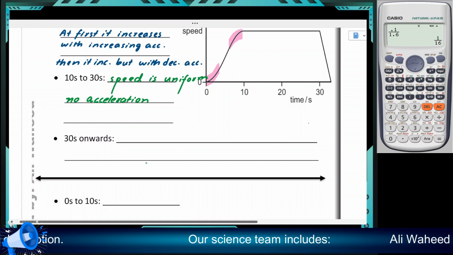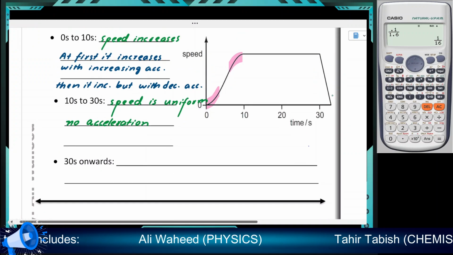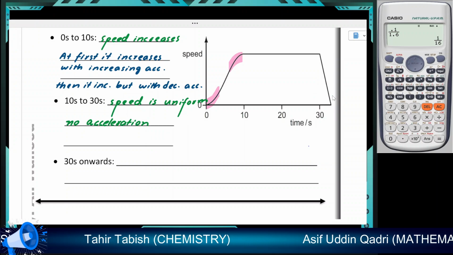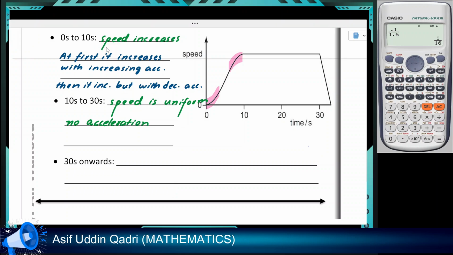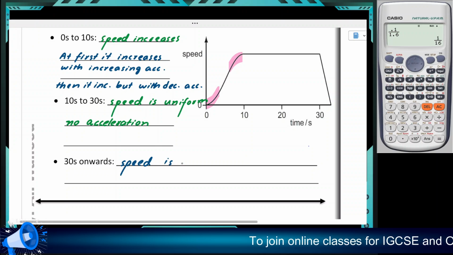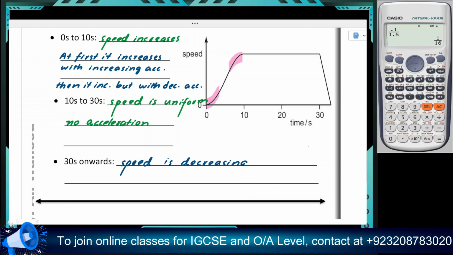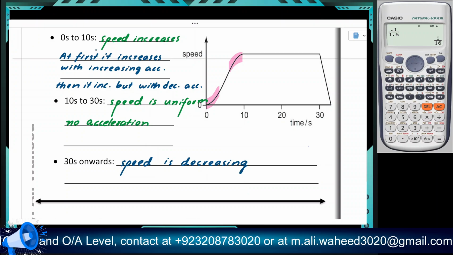And from 30 seconds onward, in the last part, is the speed increasing or decreasing? It's decreasing. Speed is decreasing after 30 seconds. Is it decreasing at a uniform rate or non-uniform rate? Uniform rate.